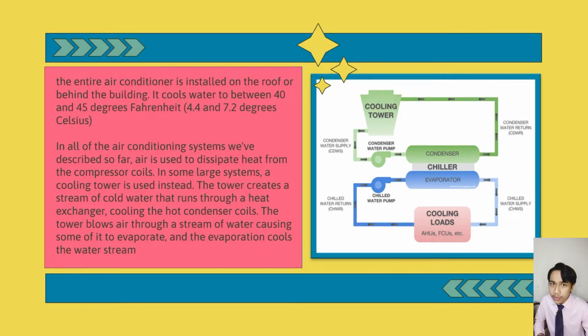In a chilled water system, the entire air conditioner is installed on the roof or behind the building. It cools water to between 40 and 45 degrees Fahrenheit. The chilled water is piped throughout the building and connected to air handlers. This can be a versatile system where the water pipes work like the evaporator coils in a standard air conditioner. If it is well insulated, there is no practical distance limitation to the length of a chilled water pipe.